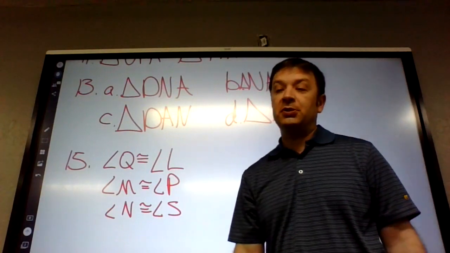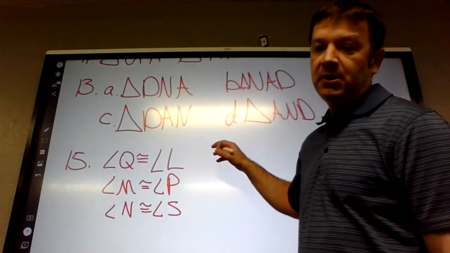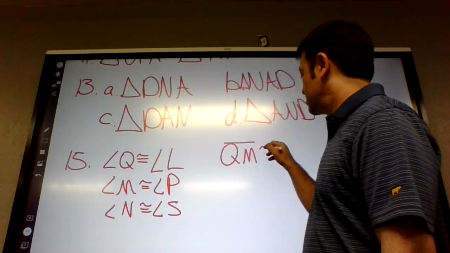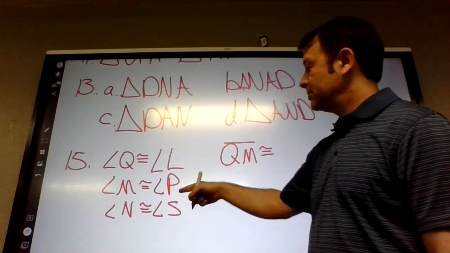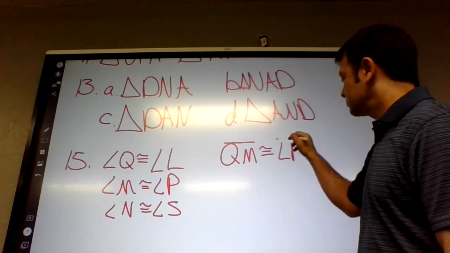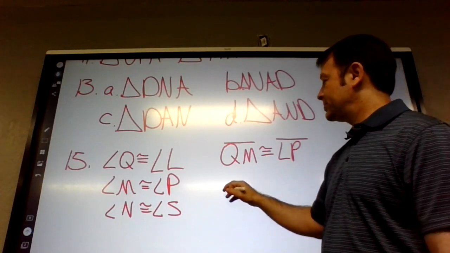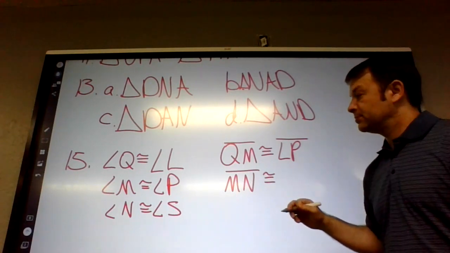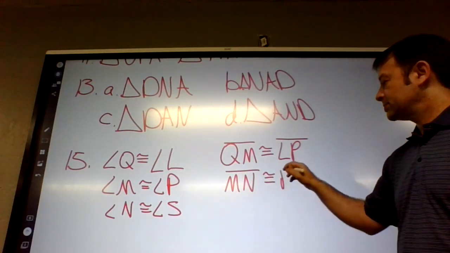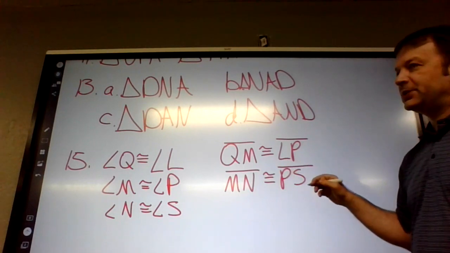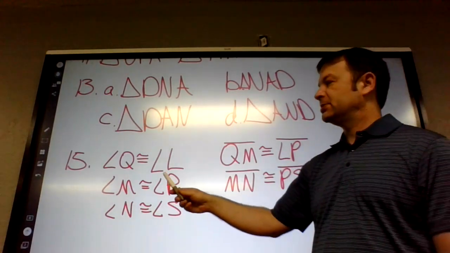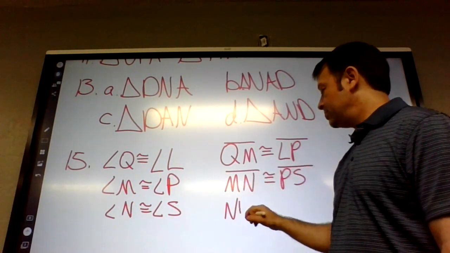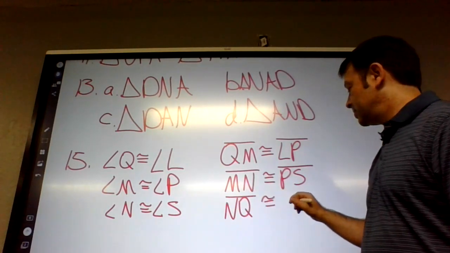What else is congruent besides the angles? The sides. What should I call the sides? Segment QM is congruent to segment LP. Segment MN is congruent to what? There's three sides to a triangle. Which side am I missing? NQ is congruent to SL.